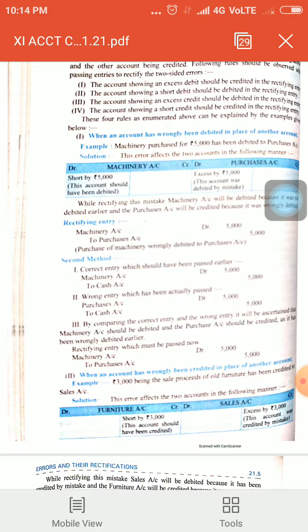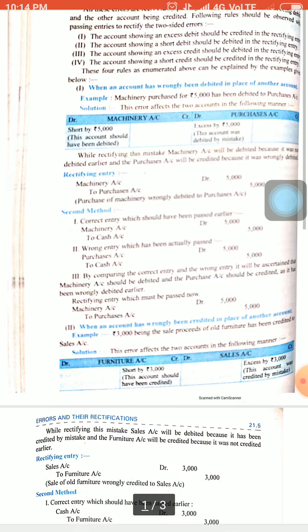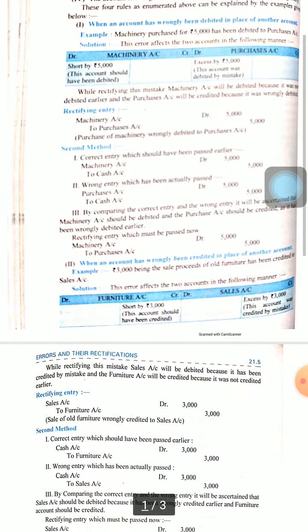As it happens in case of one-sided error, we keep one side as suspense, but in this case both the accounts will be debited or credited so that the correct entry can be made.